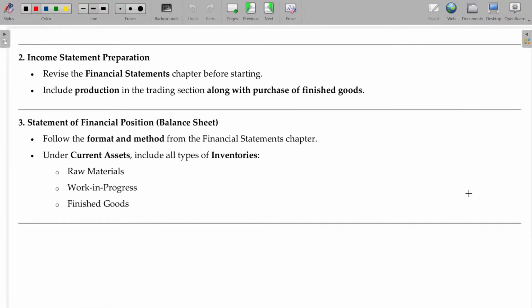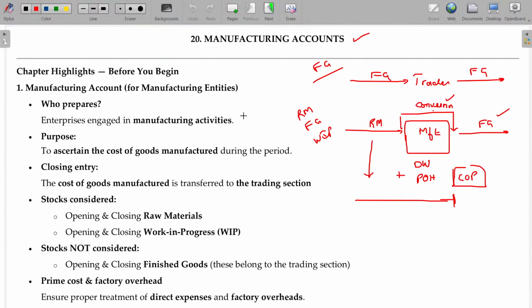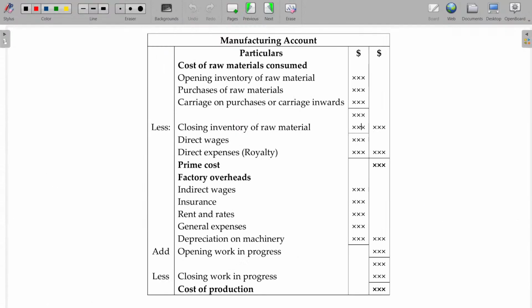In the income statement, you prepare the trading section, the profit and loss account section, and the financial position. All these things are the same. Before that, we need to prepare this part. This part is the additional one that you have to understand in the case of a manufacturing entity. So first, the material cost.